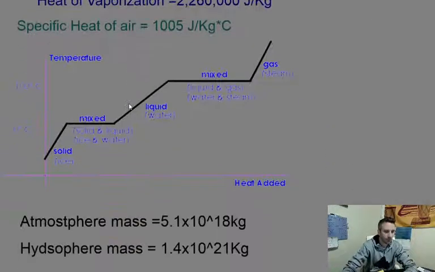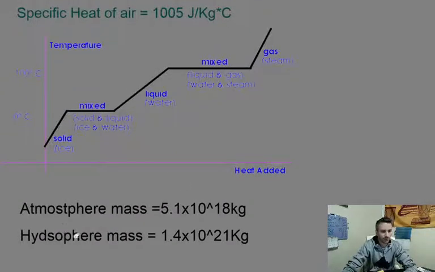So let's take a look at what the mass is between the atmosphere and all of the oceans and lakes and things like that. So the atmosphere mass is 5.1 times 10 to the 18th kilograms, and the hydrosphere mass is 1.4 times 10 to the 21st kilograms. This is for the entire Earth. So this number here is just about 300 times larger than this number here.